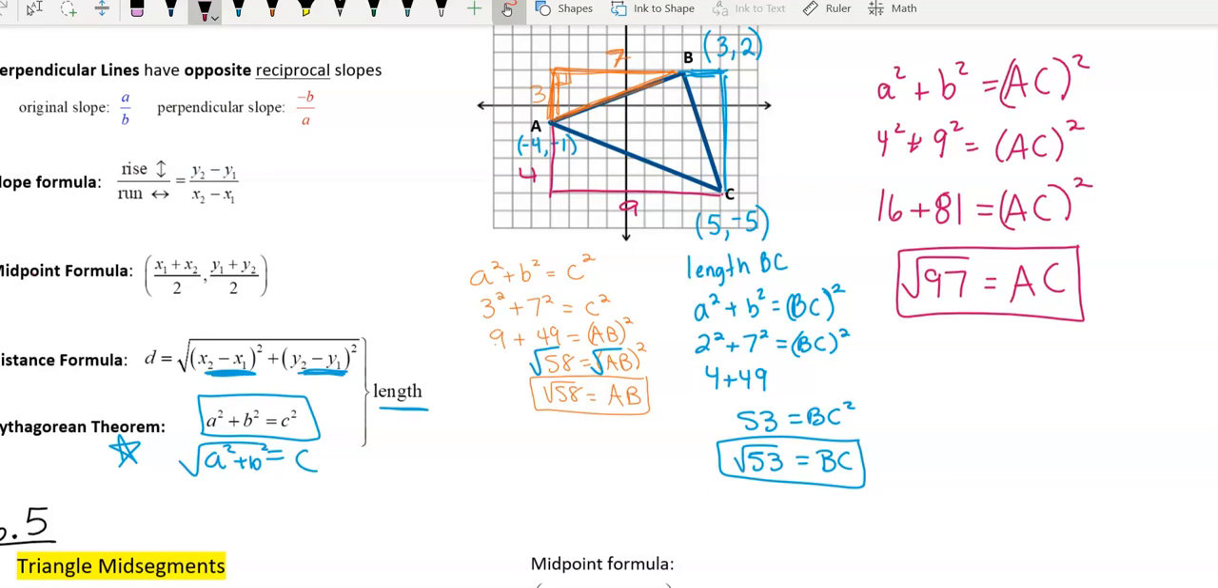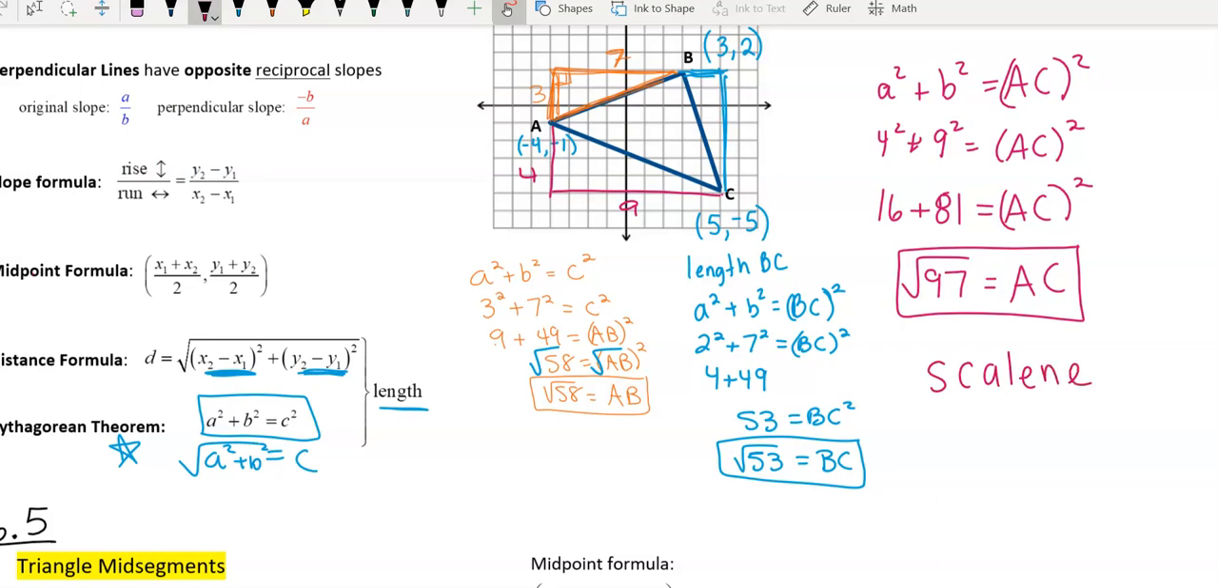So when we're classifying it by its sides, we want to know how many sides of the triangle are the same. Well, none of these numbers were the same. So since all 3 sides of the triangle are different, it's going to be a scalene triangle. So that's the first thing we know.